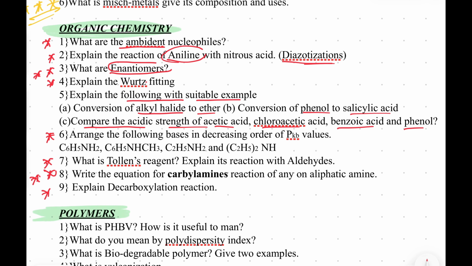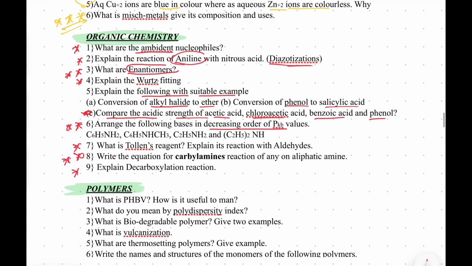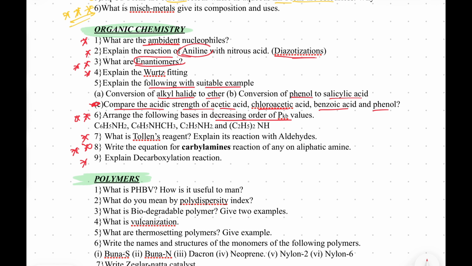But this is a lengthy question. Maybe they are making two parts. For example, acetic acid and chloroacetic acid, benzoic acid and phenol. Like this. Okay, they are asking like that. Okay, this is also important. Next, arrange in decreasing order of pKb values. Very important question. Okay, even in mains and EAMCET also this question was asked many times. Clear? Concentrate all of you here.